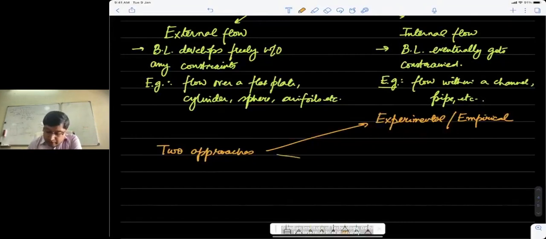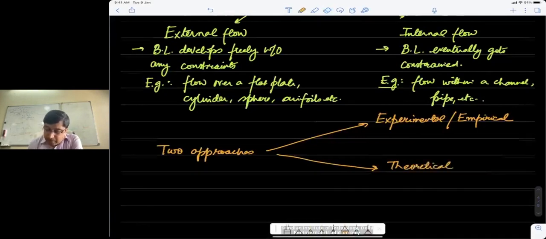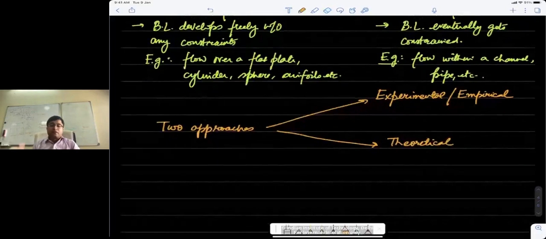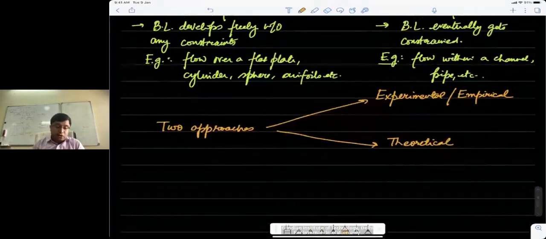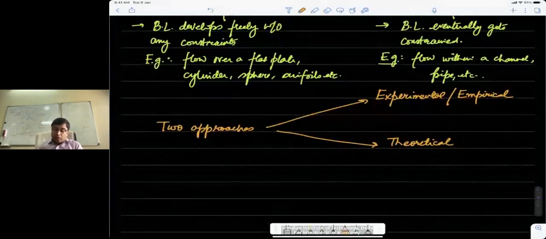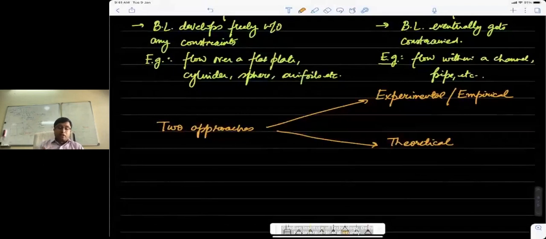The other approach is theoretical, which I'm not going to be following in this case. In fact, it is very rarely followed nowadays in convection heat transfer. But theoretical would mean that you either come up with an analytical solution to the problem, so you solve the governing equation somehow, or you develop numerical solutions. So basically, you solve the governing equation on a computer, so you solve it digitally.